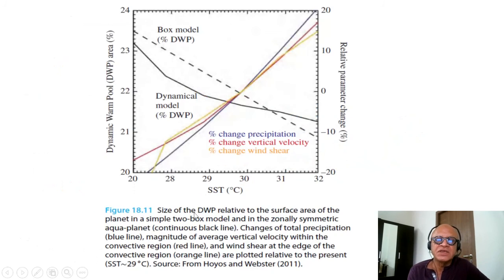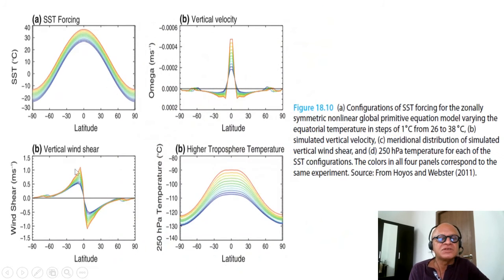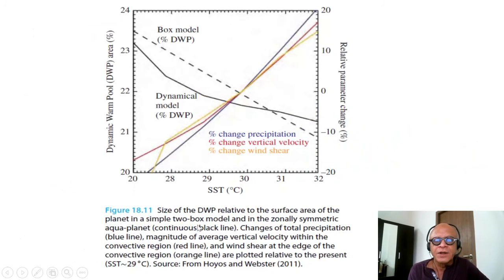This is showing the size of the dynamic warm pool relative to the surface area of the planet in the simple two-box model. So I should have shown that before, maybe. Anyway, and in the zonally symmetric aqua planet, where you have the same SST distribution along all longitudes, changes in total precipitation are in the blue line, the magnitude of average vertical velocity within the convective region in the red line, and wind shear at the edge of the convective region in the orange line. So these are plotted relative to the present.